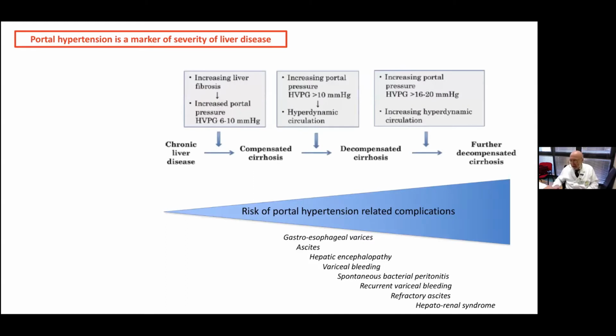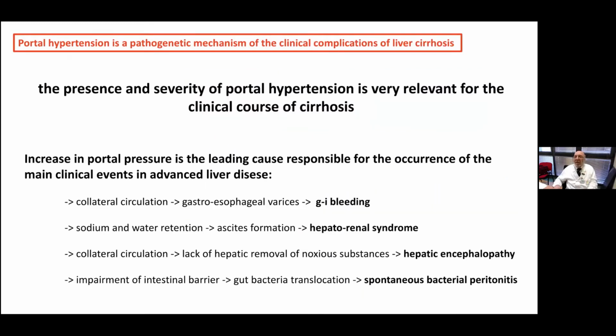Portal hypertension in cirrhosis is an important marker of severity of liver disease. The increase in portal pressure goes in parallel with the clinical events characterizing the disease and its complications. The presence and severity of portal hypertension is very relevant for the clinical course of cirrhosis. To a certain extent, it is the leading cause responsible for the clinical events that characterize advanced liver disease: gastrointestinal bleeding, hepatorenal syndrome, hepatic encephalopathy, spontaneous bacterial peritonitis. All those are strictly related to portal hypertension.